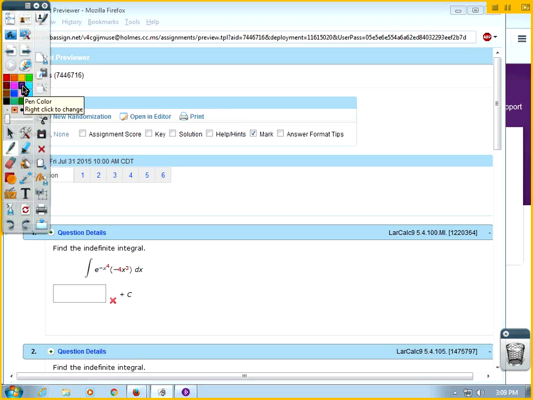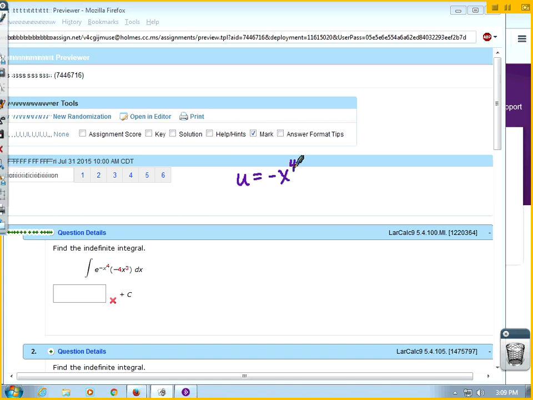All right, so number one is the integral of e to the negative x to the fourth times negative 4x cubed. So normally you're going to let u equal your exponent, if your exponent is something other than x. So u is negative x to the fourth. Du is negative 4x cubed dx. If you notice, that's exactly what we have right here.